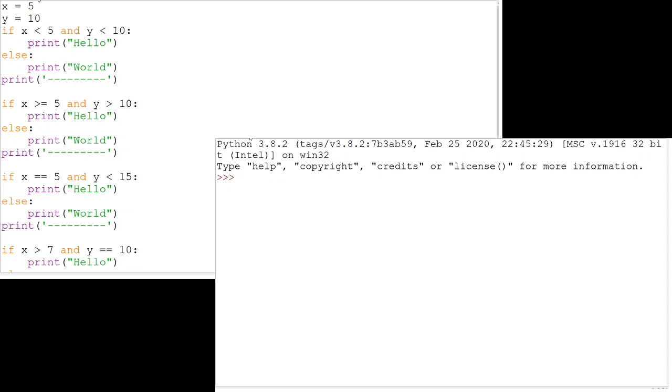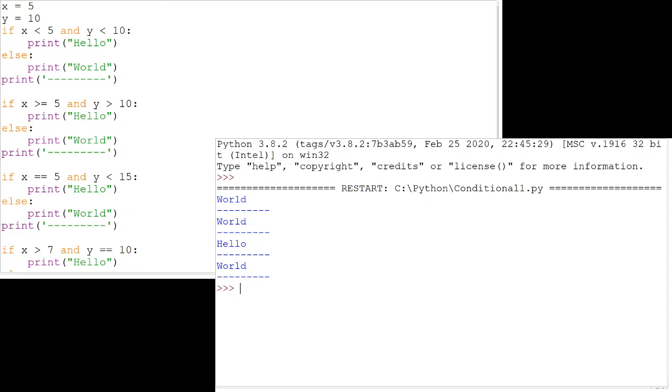Let's run this. And as you can see, we got word hello, which is what we had expected. In the first one, it was false and false. Over here in the second one, it was true and false, then true and true, and then false and true in the last one. And as you can see, we got word, hello, followed by word.